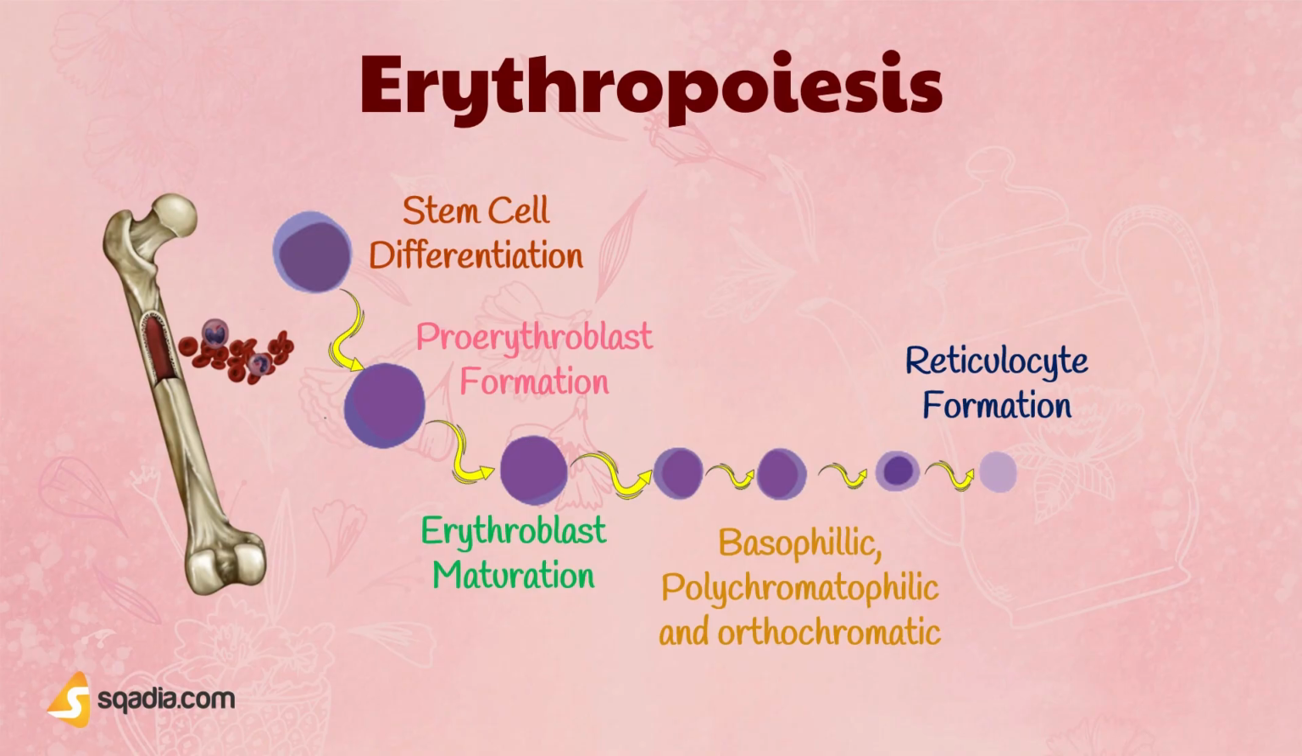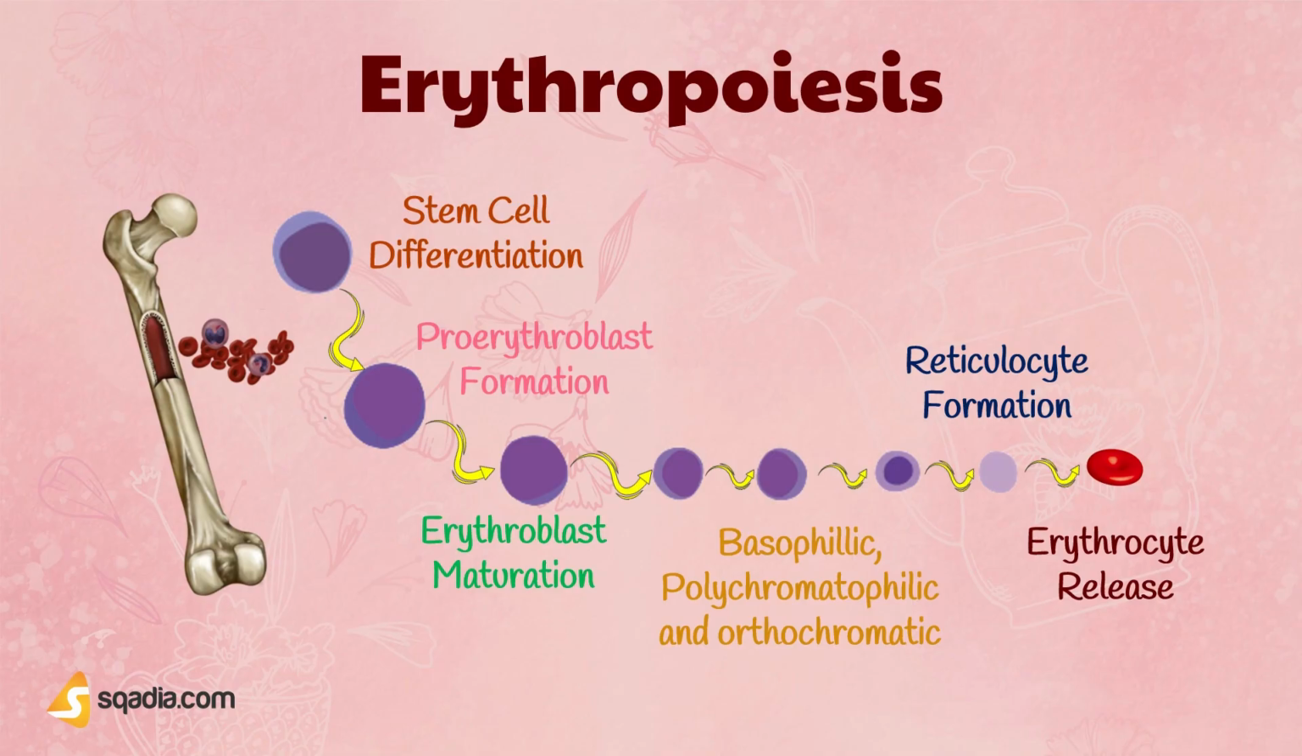Finally, we proceed towards the last step, which is known as erythrocyte release. Once the reticulocytes have completed their maturation process, they are released from the bone marrow into the bloodstream. They lose their remaining organelles, including their nucleus, and transform into fully mature erythrocytes.